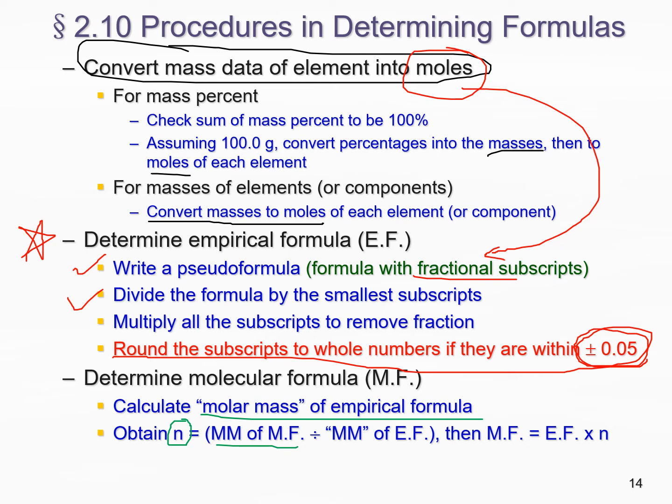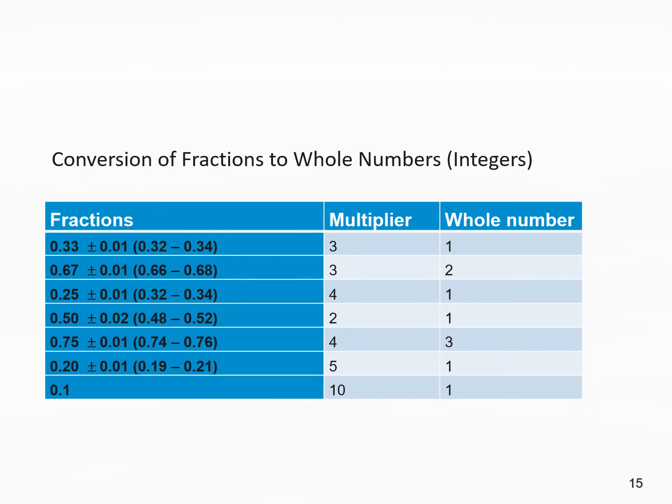All right, before we practice, I'd like you guys to understand the conversion in order to get the fractions to whole numbers. These are the common fractions we will see here. What happens if we have some number very close to 0.33, or 0.32 to 0.34? What multiplier should we apply? If you realize, 0.33 is 1/3. Since it's 1/3, all we have to do is multiply by 3.